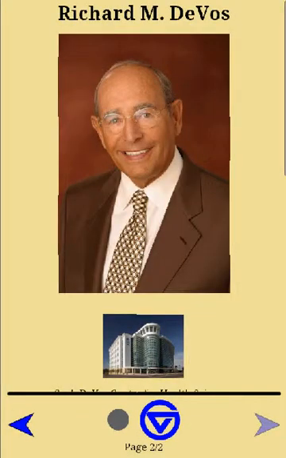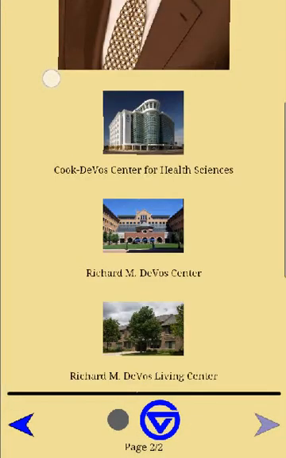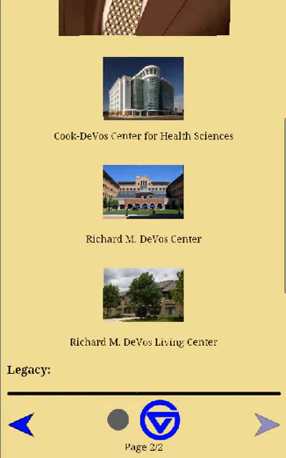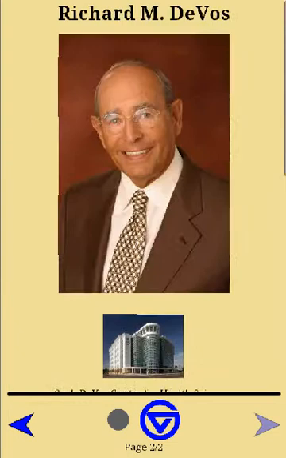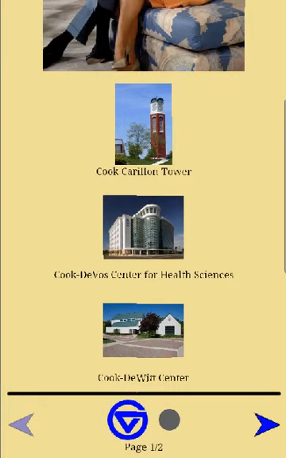And if you scroll down, you can see DeVos's donations, and his legacy, a little description about himself. And these arrows at the bottom also work to navigate through these two screens. And to go back to the list of buildings, you just hit the back button.